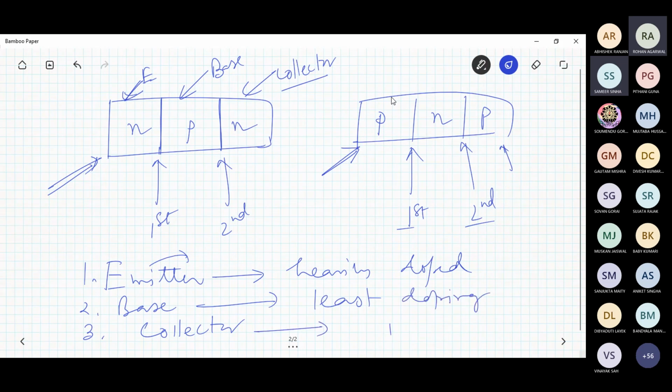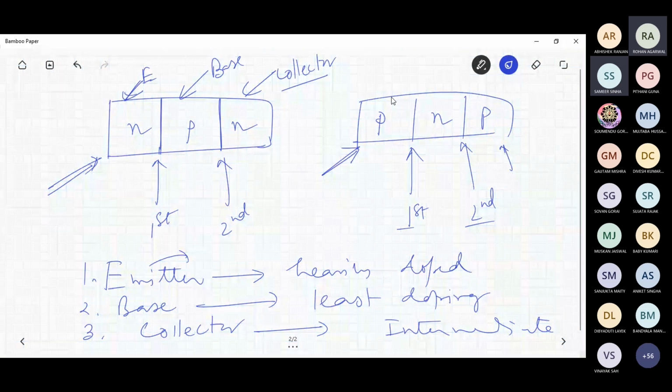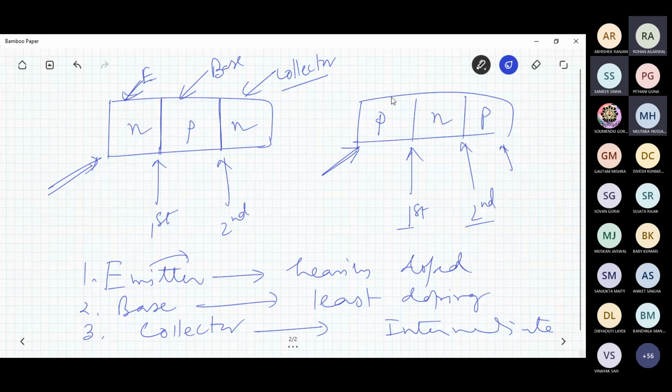Collector will be having intermediate. Okay. So base will be the middle region, and that forms 2 p-n junction in the semiconductor or transistor as a whole. And the base of the transistor is thin. So these are the properties you can write down. The base of the transistor will be the thinnest, should I say, out of the three different regions as compared to emitter, and is lightly doped region. And should I say, it is the least doped region.